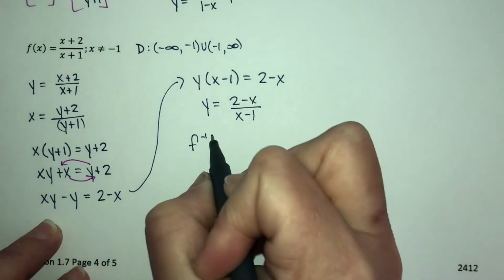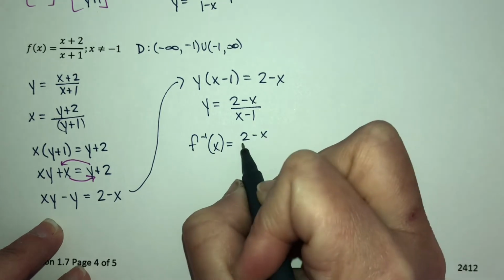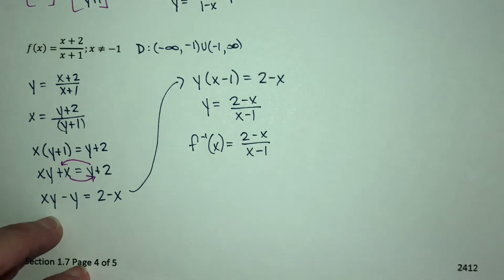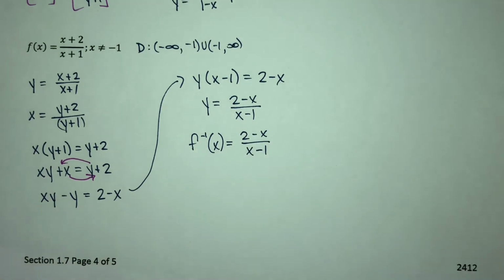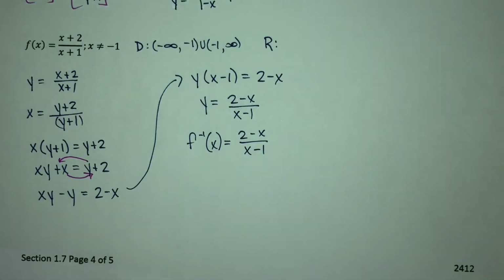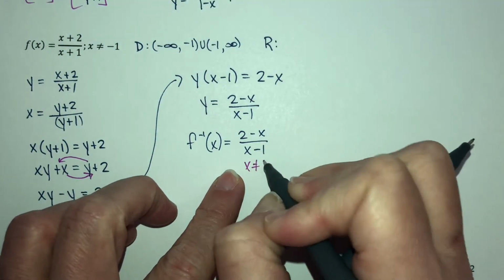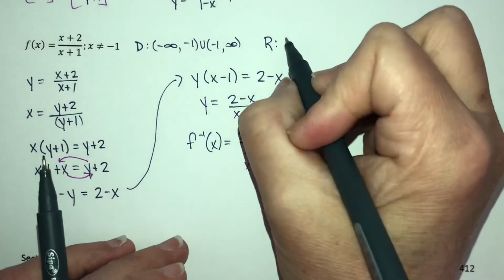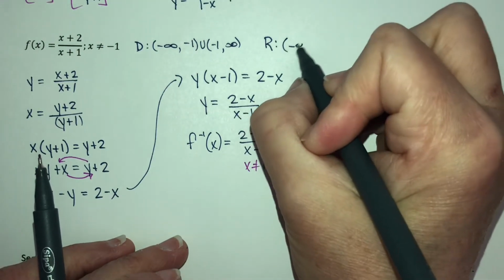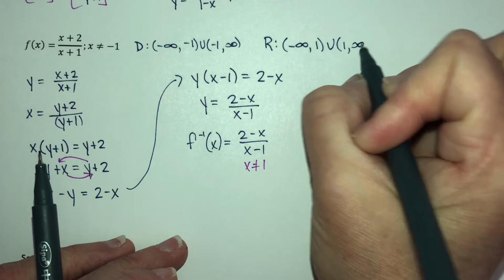So our inverse function is 2 minus x over x minus 1. Now use this to find the range. And here we are not allowed to equal 1. So the range is -infinity to 1 union 1 to infinity.